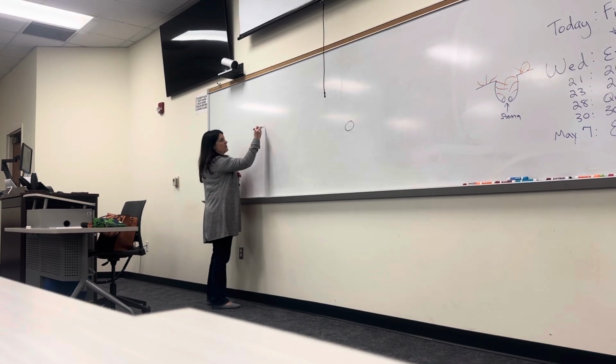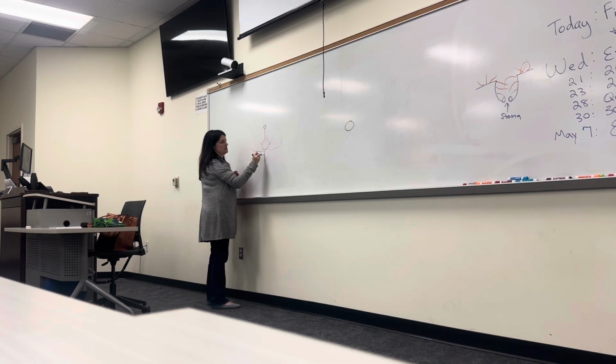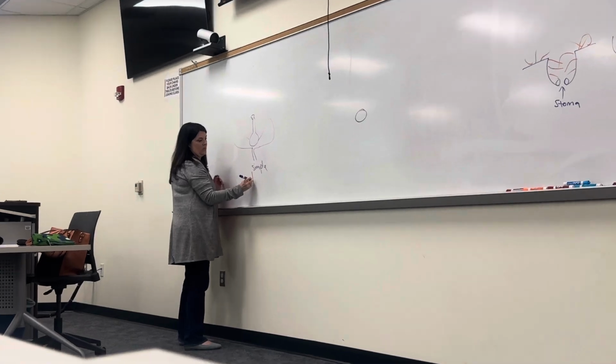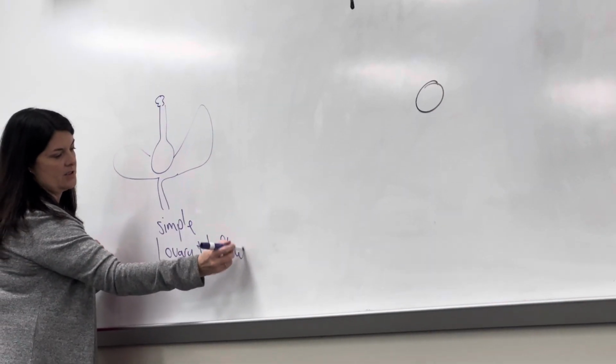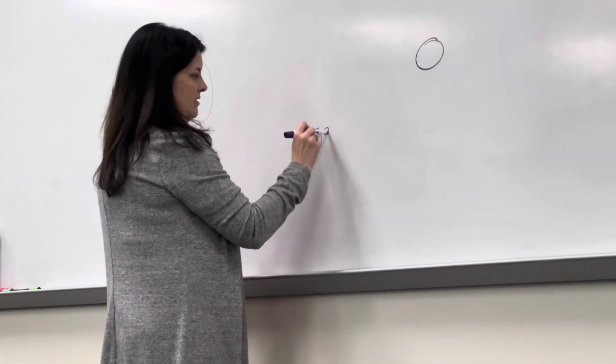So you just have to remember, if you've got, there's my stigma, here's the petals, there we go. So this would be a simple. You've got one ovary and one flower. Or I guess I should say one flower with one ovary. That's simple. Aggregate.